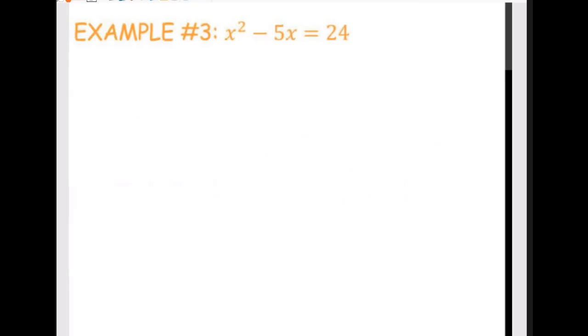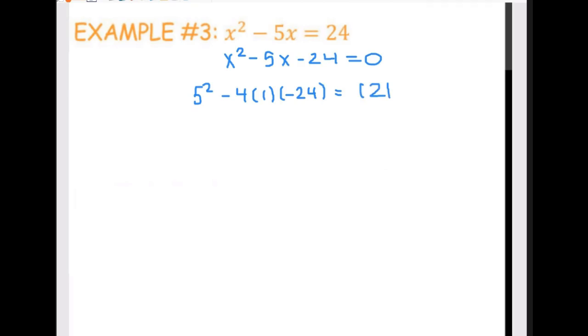Okay, so we have x squared minus 5x equals 24. So first things first, get it set equal to 0. Find your discriminant. Since my discriminant is a positive perfect square, I have 2 real rational roots.